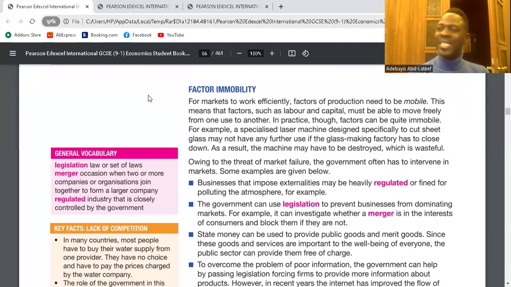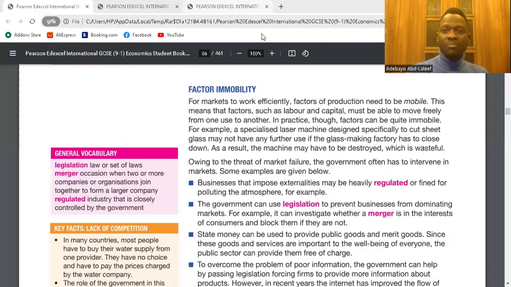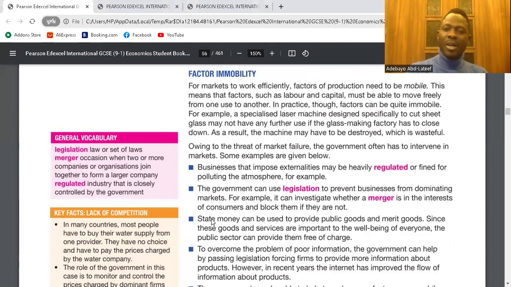Then we go to factor immobility. That's another problem. Factor immobility means factors of production are not mobile. What does it mean by this? Yes, okay. Any question about it? No question. If factors of production are not mobile, they are not able to be used; there's no flexibility in factors of production. It brings about market failure. If there's flexibility in factors of production, it corrects market failure. Is it clear? Clear.